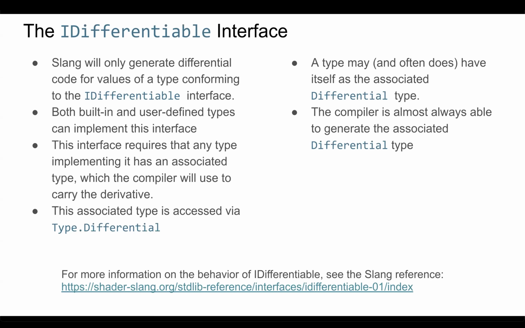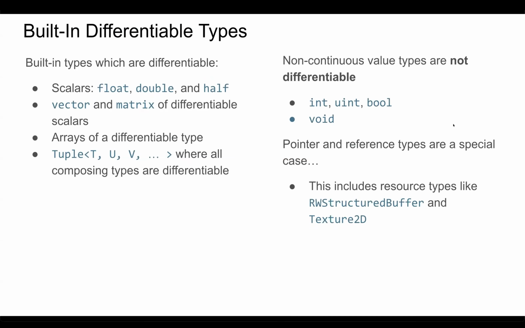So for instance, a float has an associated differential type of float, and a float3 has an associated differential type of float3. So for any type, you can access the associated type using the type.differential property. And in most cases, the compiler is able to automatically determine it and generate the correct associated differential type for you. So you only would need to explicitly define it for specialized or complex custom types.